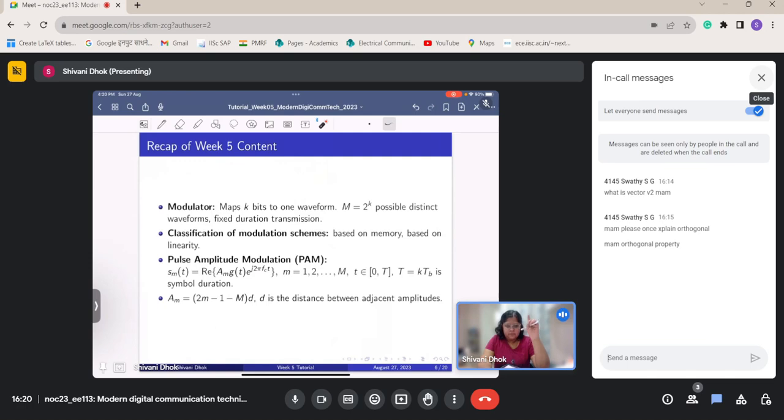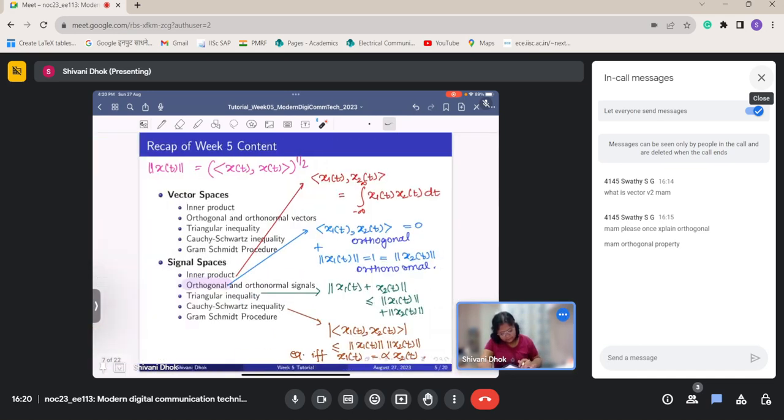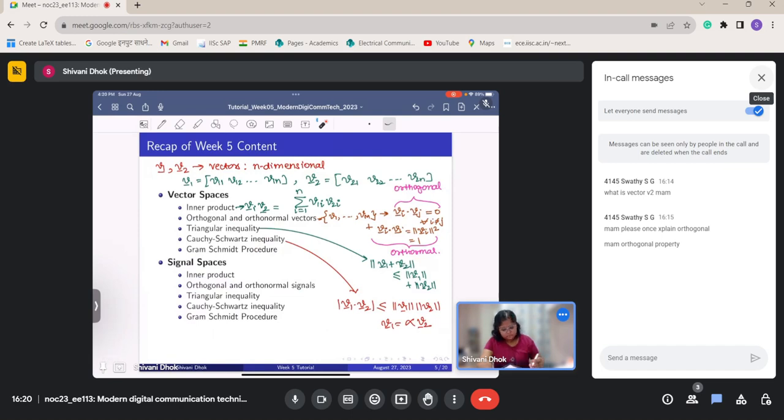But yeah, orthogonal property and orthonormal property, just wait for some time. I have some questions on it, so it will be very clear when you solve those questions. Just wait.